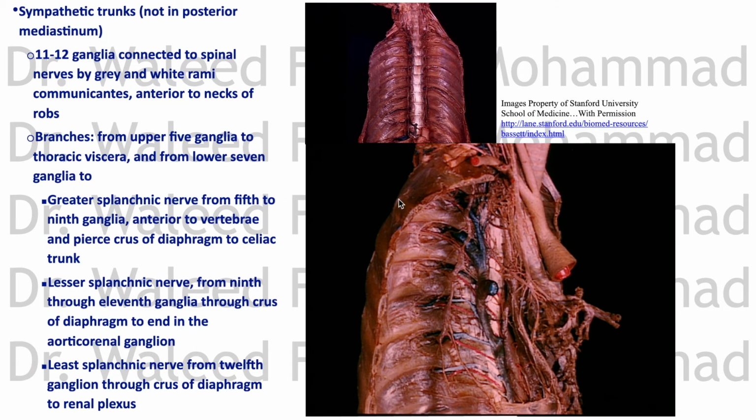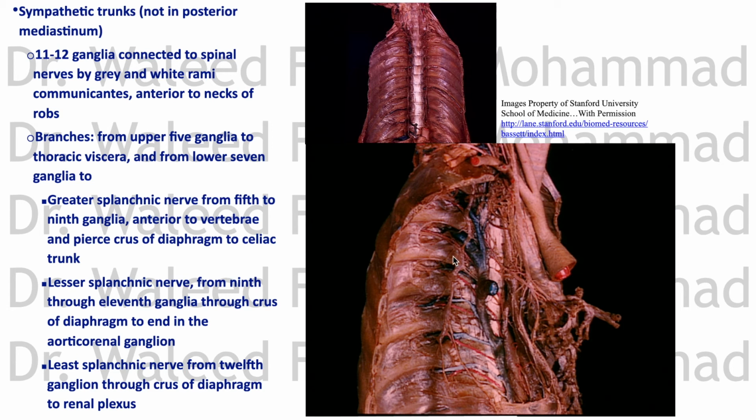The sympathetic trunks descend by the side, in front of the necks of the ribs. So they are not part of the posterior mediastinum, because to be part of the posterior mediastinum, you should be in front of the vertebrae. It has 11 or 12 ganglia, each corresponds to one spinal nerve, and the upper ganglia fuses with the lower cervical ganglia commonly to form the stellate ganglion, if you recall that from the study of the root of the neck.